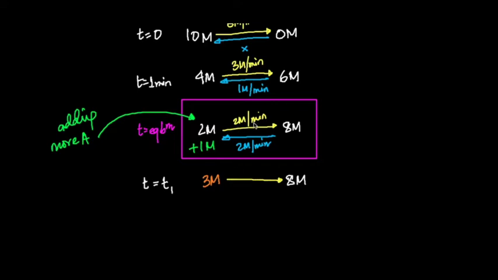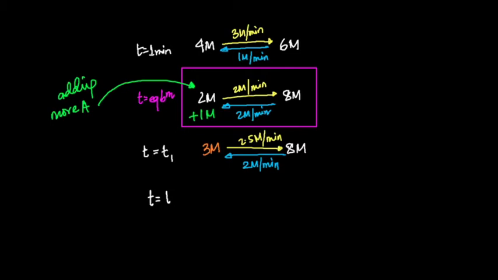It's not going to be 2 molar per minute anymore. Let us say that rate forward is 2.5 molar per minute. So the instant I add more A, the concentration of A increases, and as such rate forward increases, but the concentration of B still remains the same, so rate backward still remains 2 molar per minute. Now clearly this system is not at equilibrium because rate forward is greater than rate backward.